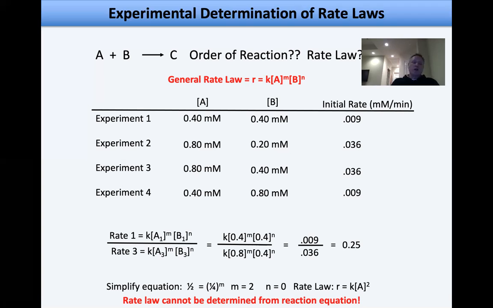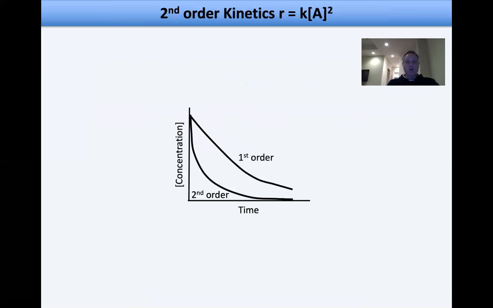So how can you get a reaction like this to actually give you R equals k A squared? Well, imagine, for the sake of argument, that A is a monomer of a protein and it has to dimerize with itself. So it forms a homodimer, and then that homodimer actually then can react with B. So the formation of the homodimer would be the rate limiting step. And this is what a second order reaction looks like, concentration versus time. It's a much steeper curve.